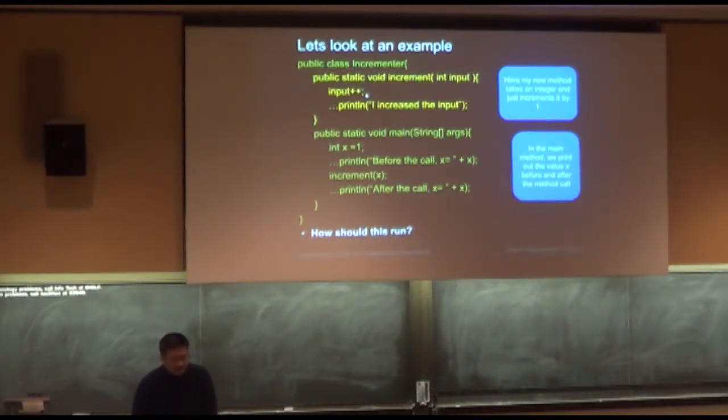So inside this method called increment, we take x as input. So x is now called input in here. We add 1 to input. We say we increase the input. And then after the call, we print out x.